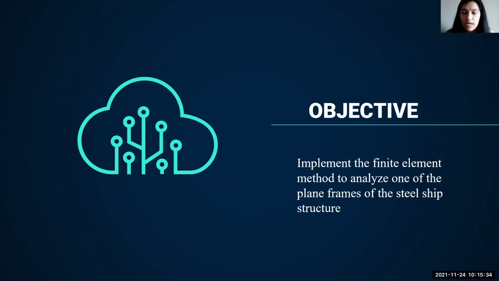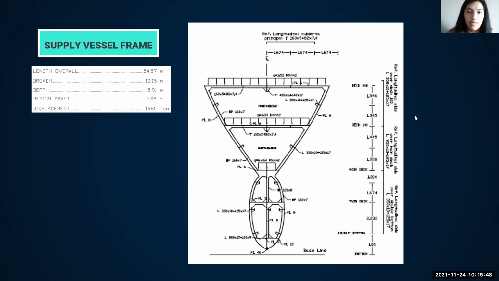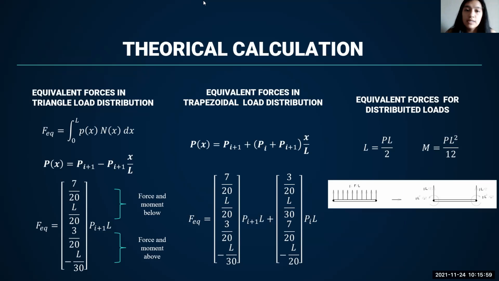The objectives are to implement the finite element methods to analyze one of the plane frames of the steel ship structure, considering the characteristics of the vessel and the load for analysis. Next. Theoretical calculations.